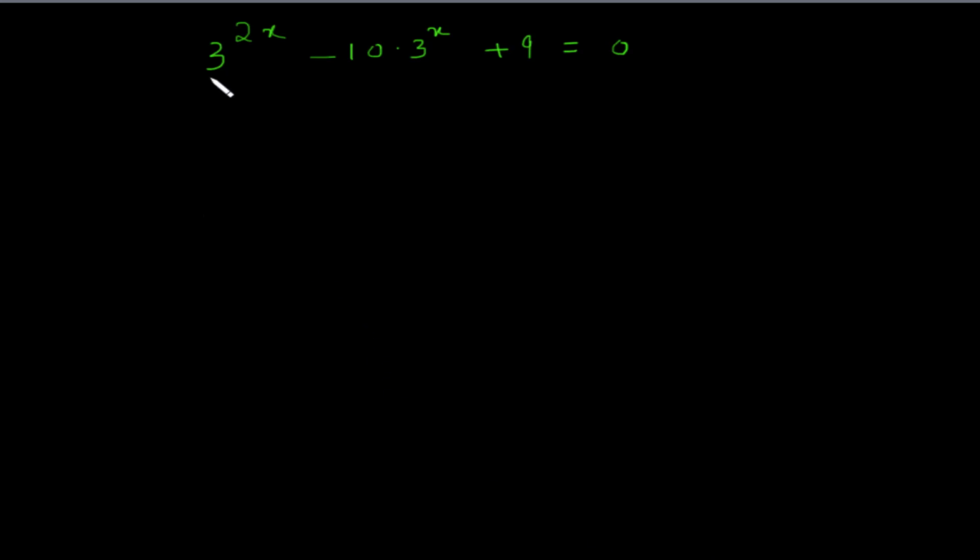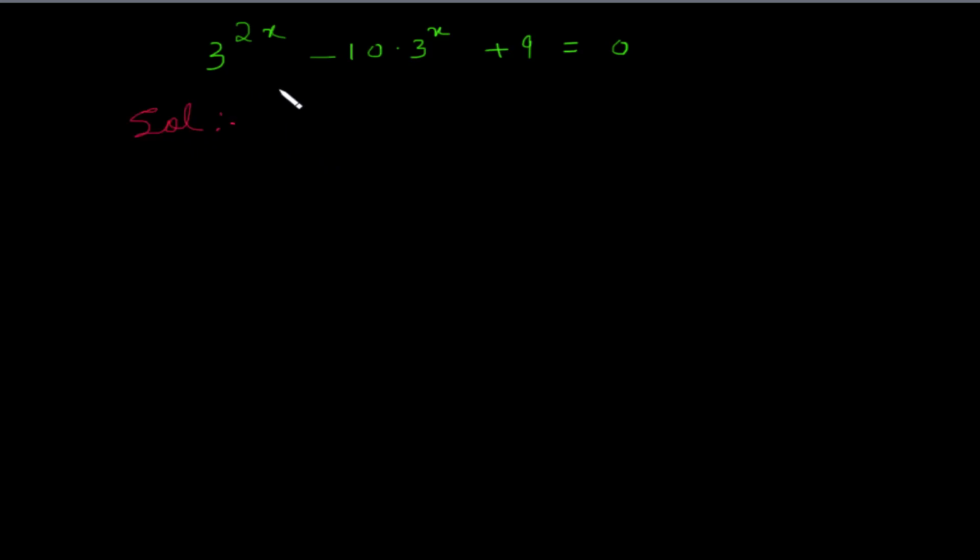Assalamu alaikum. We have been given a nice exponential equation: 3^(2x) - 10·3^x + 9 = 0. So let's go through the step-by-step solution of this question.